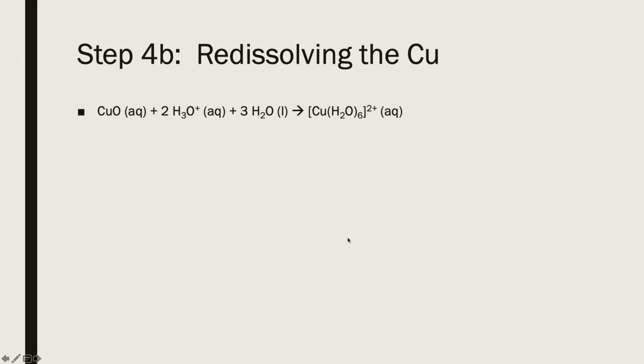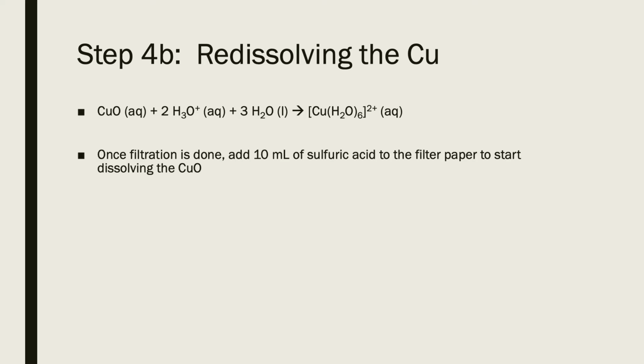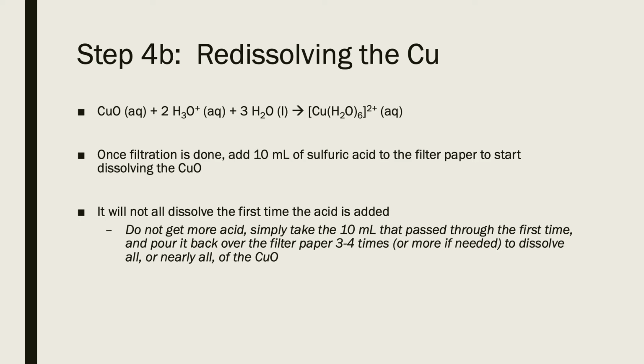All right, next step, the actual reaction part here for the fourth real reaction that we're going to do. We're going to redissolve the copper oxide by adding another acid, although this time it's not going to be nitric, it's actually going to be sulfuric acid that we're adding. That is important, to make sure we use the right acid at the right time. And what you're going to do is take 10 milliliters of sulfuric acid, add it to your filter paper, and you should see some of that copper oxide start to dissolve.